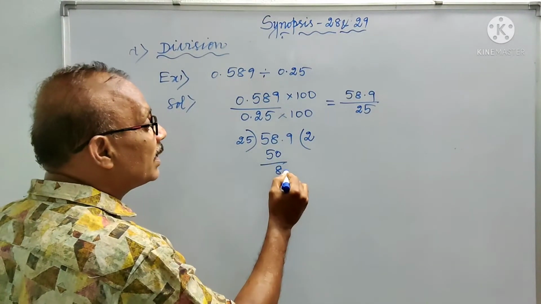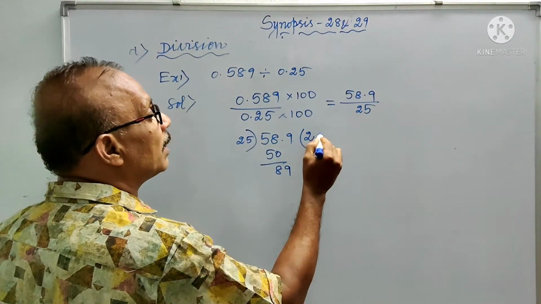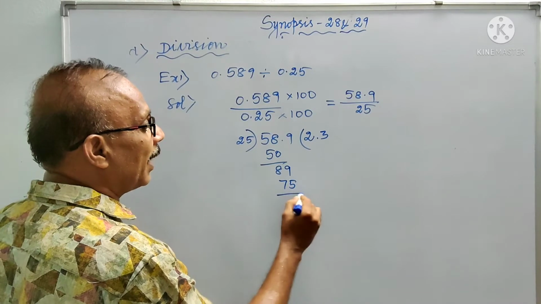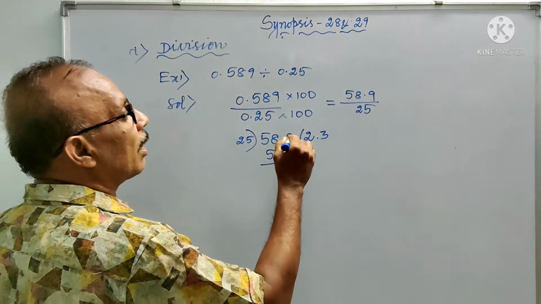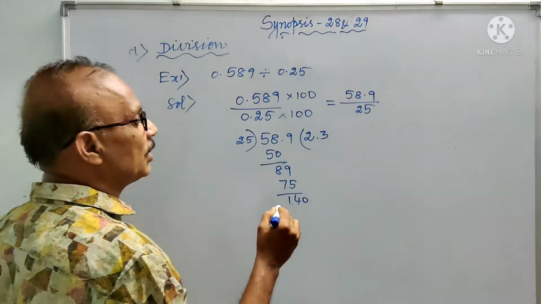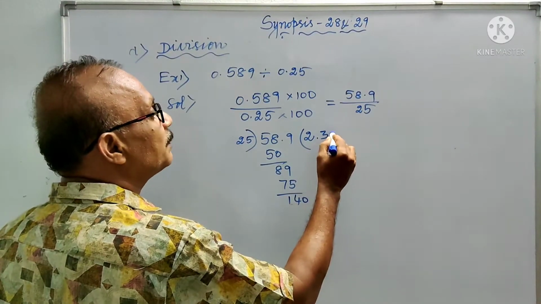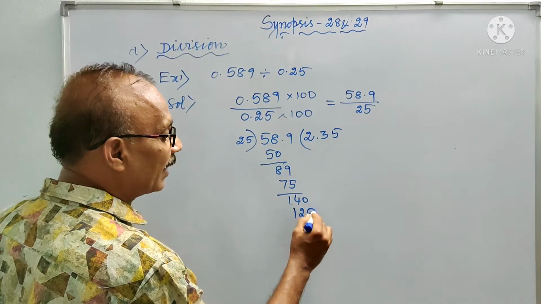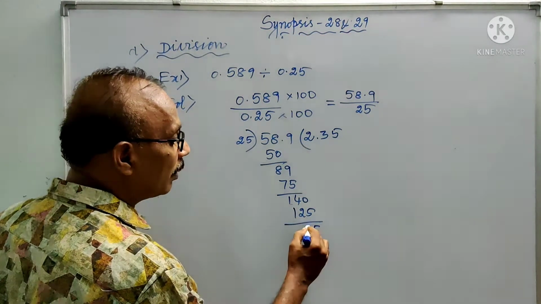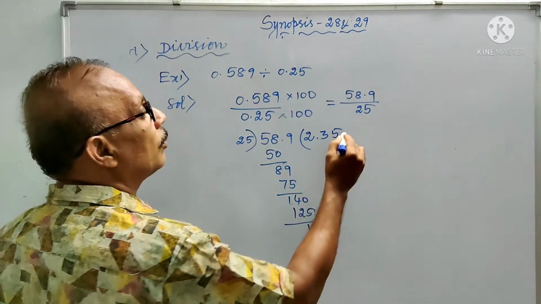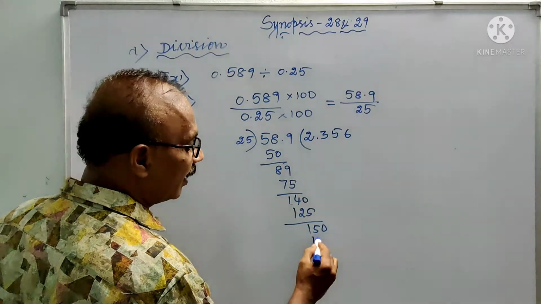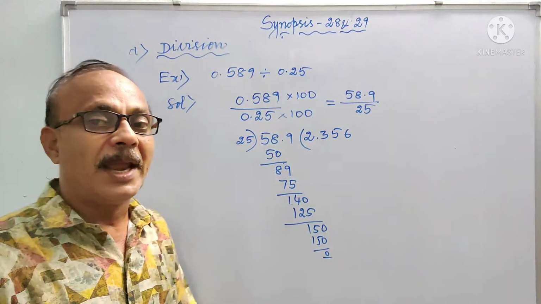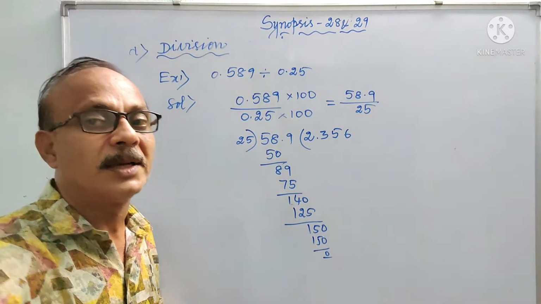So now in 58, 2 25s are 50, remainder 8. We are bringing down a digit after the decimal point, so we will keep a point. 3 25s are 75 and remainder 14. I told you there are many zeros. I will bring down 0, 140, and this becomes 5 25s are 125. The remainder is now 15. And 0 I will bring down, 6 times 25 is 150, and 0. So this is how we divide a decimal by another decimal.